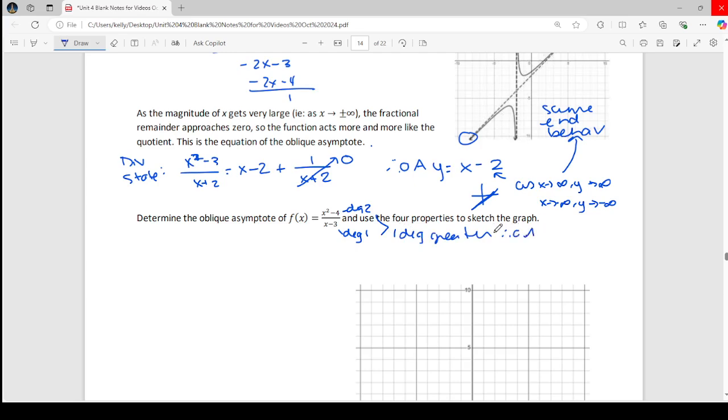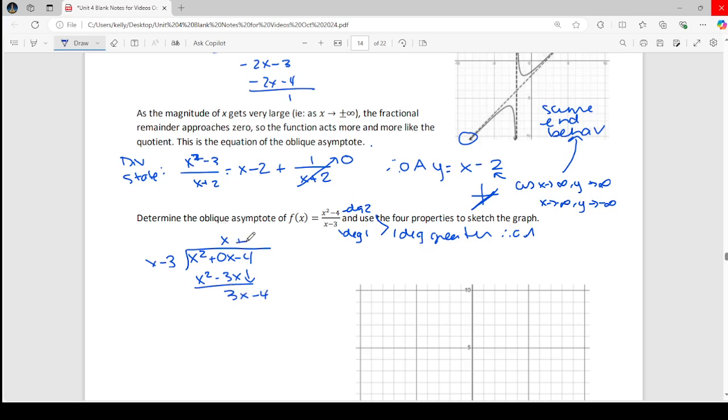Therefore, there will be an oblique asymptote. So to find that oblique asymptote, x squared plus 0x minus 4 is going to be divided by x minus 3. So I'll get x, and I get x squared minus 3x. When I subtract, I get 3x. I bring down the minus 4.